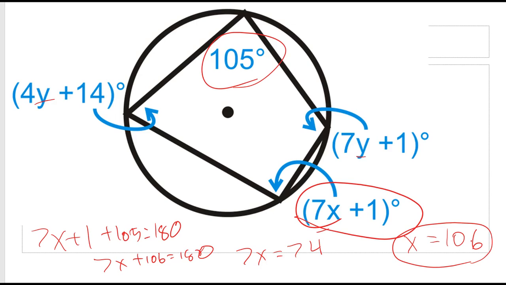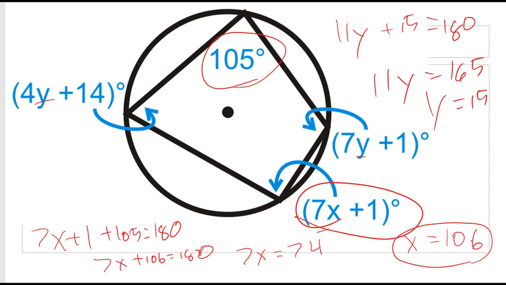With y, I'm going to do the same thing. I'm going to combine like terms and equal to 180. So 4y plus 7y is 11y. 14 plus 1 is 15. So I'm going to subtract 15 from both sides. You get 11y equals 165, and I'm going to divide by 11. You get y equals 15. So, I want to double check, is my math right? Yeah, looks all good. Those are my two answers.